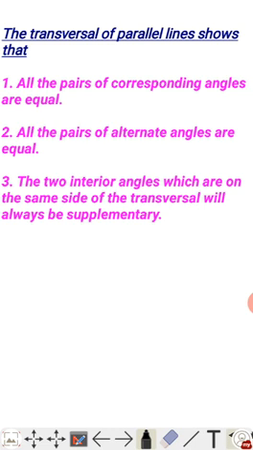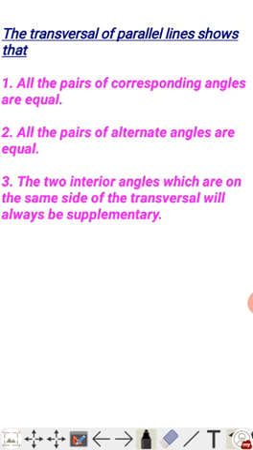Also we have seen that the pairs of corresponding angles are equal. Second, all the pairs of alternate interior angles are equal. And next we have seen that the two interior angles which are on the same side of the transversal will always be supplementary. These three properties we have seen about the transversal of parallel lines.